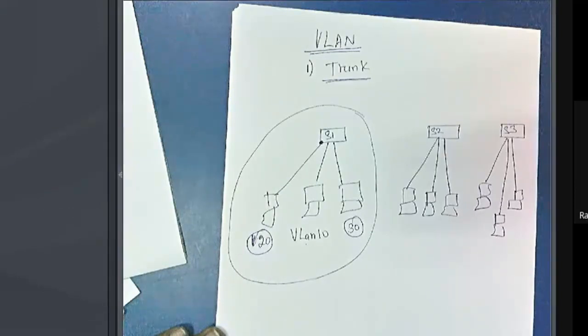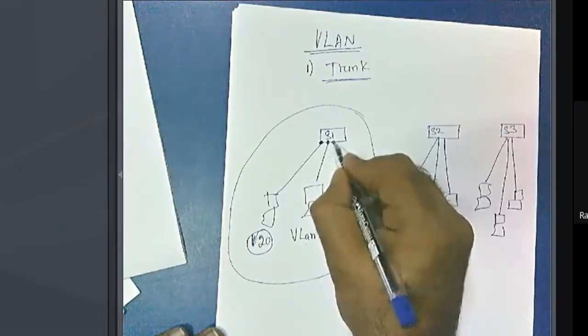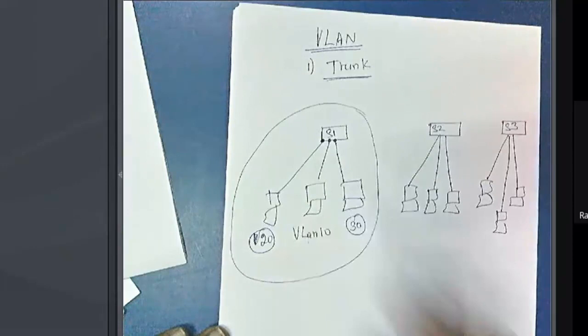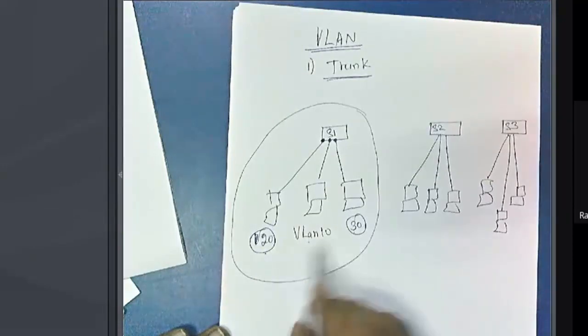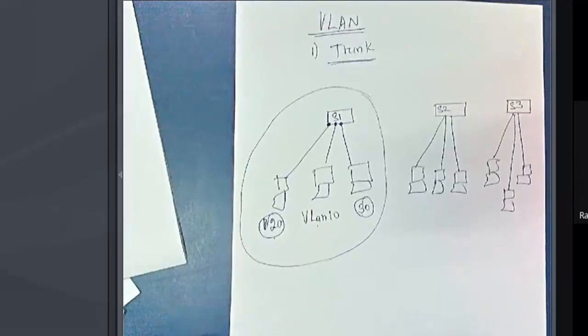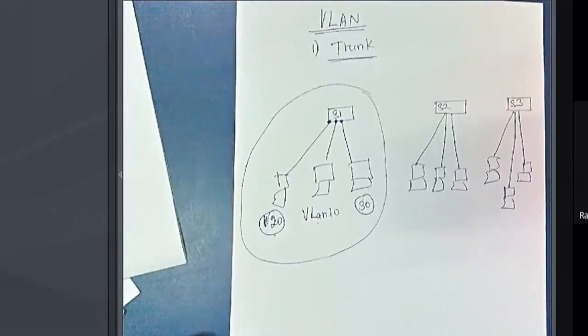So, just to revise, these are the three. First, let me go to this switch. I will write the commands, then I'll come back. See, how to write: this is VLAN 10, VLAN 20, VLAN 30. Now I'm going to the switch. So, how to go to the switch? You must know that. I am in switch 1.